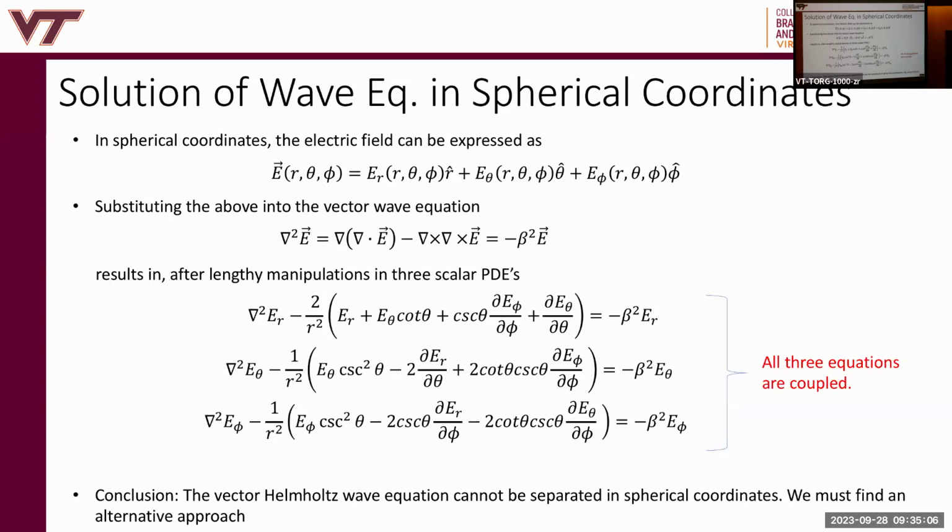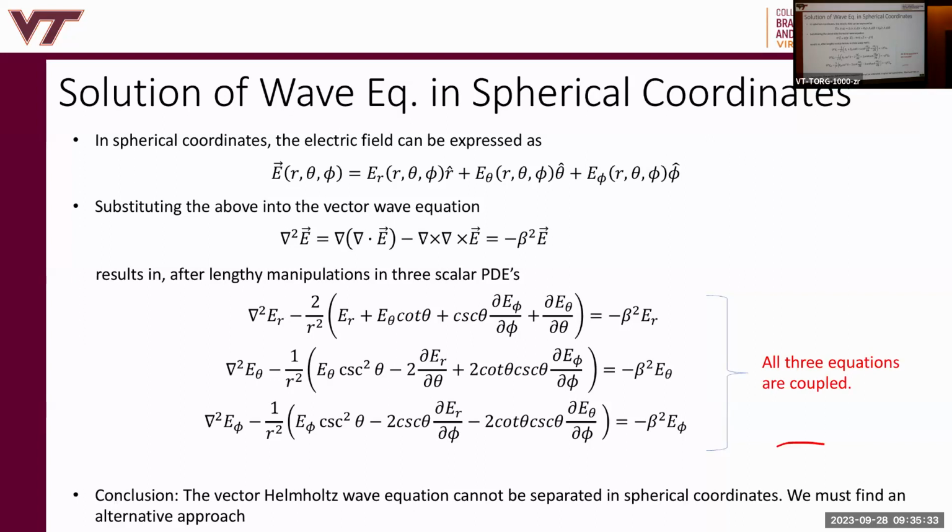In this case, we're going to have 3 scalar PDEs, which are all coupled. Each of these scalar PDEs contain E_r, E_theta, and E_phi. So solving them is hopeless, right? So what we're going to do is use an alternate approach. The alternate approach is going to involve potentials. So we're going to go through potential theory next, yeah? Any questions? All right, very good.